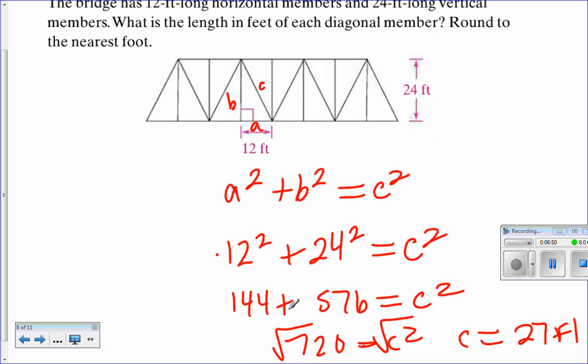So we should have gotten 144 plus 576, which gives you 720. You want to take the square root, and you should get 26.8. So we know we want to round up to 27 feet.